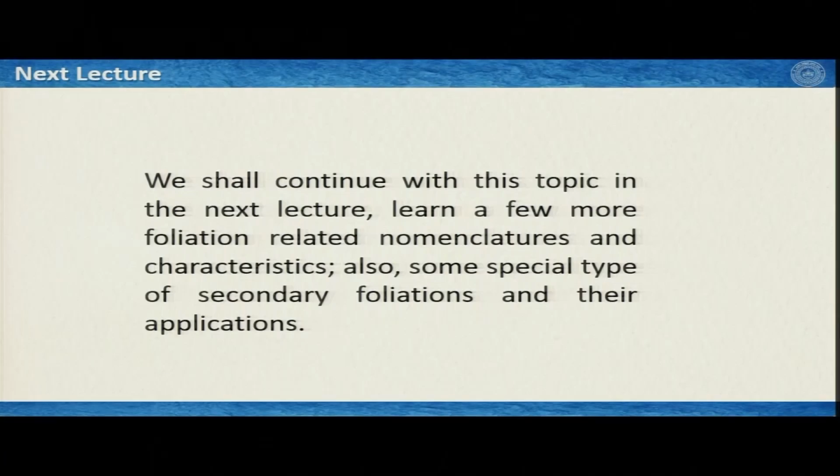So, with this I conclude this lecture. In the next lecture we shall continue with this topic, foliation, and we will mostly discuss the secondary foliations. We will learn some nomenclatures, and also some special types of secondary foliations and their applications.